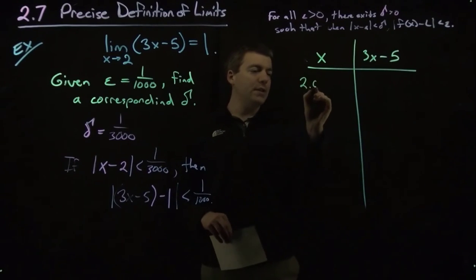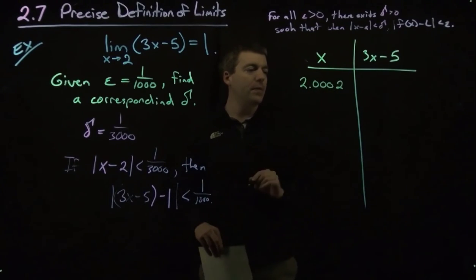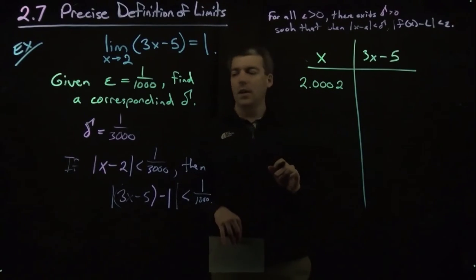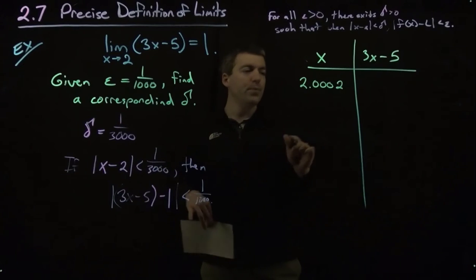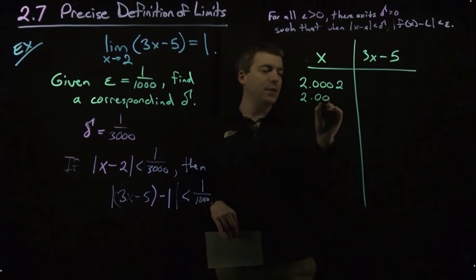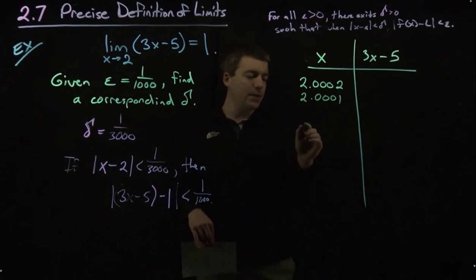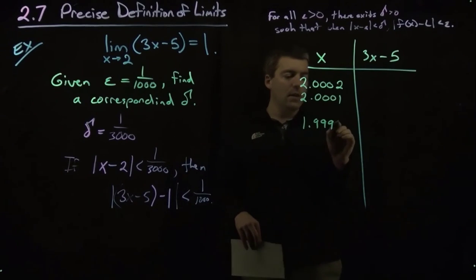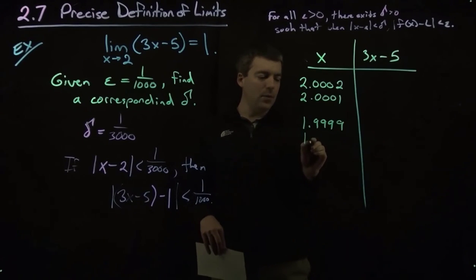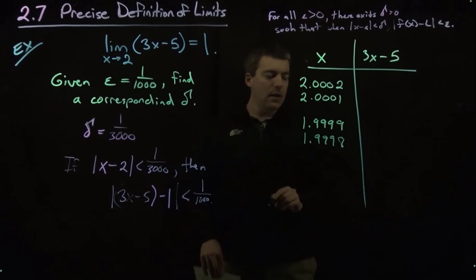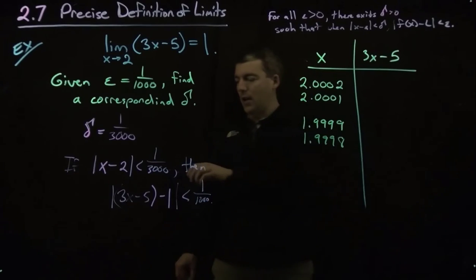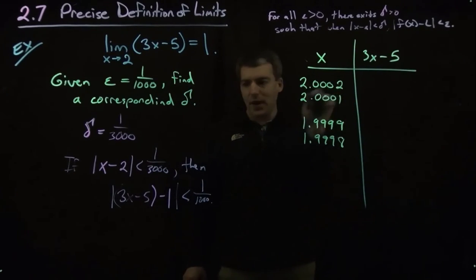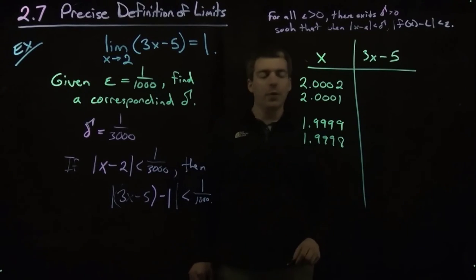Let's say 2.0002. That's within 1/3000th of 2. 2.0001, just a few values, and I'll just pick some values on the other side. So 1.9999 and 1.9998. Okay, so all these values are satisfying this inequality right here. So if you take these minus 2, you get 2/10,000ths. That's, of course, less than 1/3000.